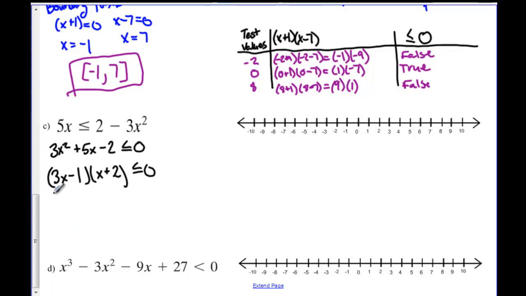Now we'll find our boundary points. And we're going to set each factor equal to 0. So 3x minus 1 is 0. x plus 2 is 0. So here if we solve, we're going to add 1 to both sides and then divide by 3. So that's going to give us that x is 1/3. So we added the 1 to both sides and then divided by 3. And then for this one, we're just going to subtract 2, so we're going to get x is -2.